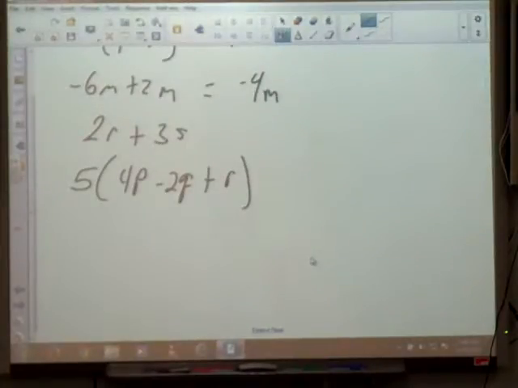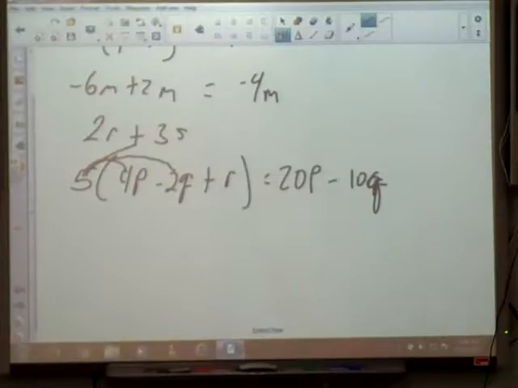So what can I do to simplify? Distribute. 5 times 4p, 20p. 5 times negative 2q, negative 10q. That's an ugly q. And 5 times r, 5r. Or 5 times r, you can still say it that way. And that'd be it. Okay, nothing else you can do on that.